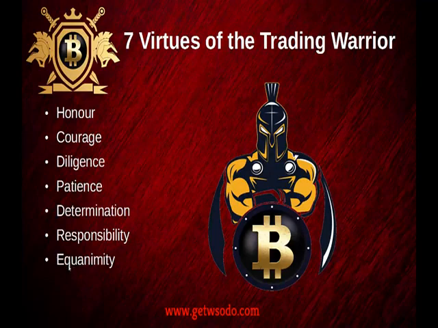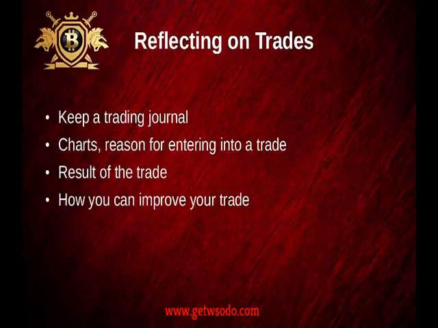So in order to become a better trader, you can reflect on your trades by keeping a trading journal. In this trading journal, you can put in your plans, your charts, your reason for entering into a trade. You could also put the result of the trade and ways in which you can improve it. So if you do this with your trades throughout the year, then you can look back and see what mistakes you've made and how you've been able to improve moving forward.